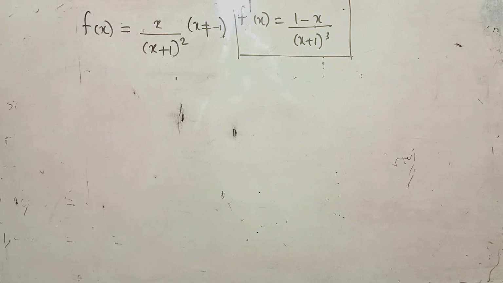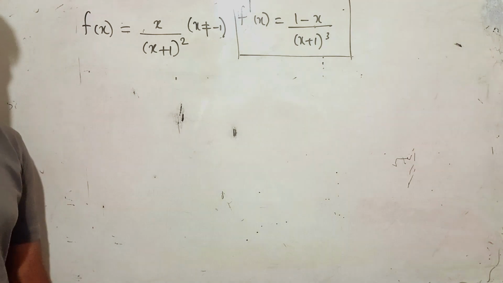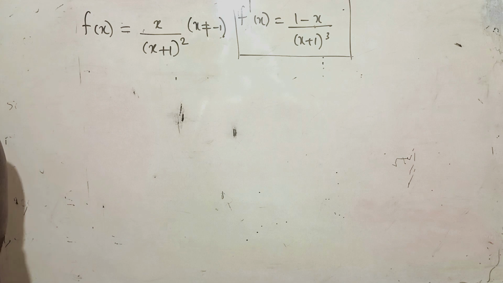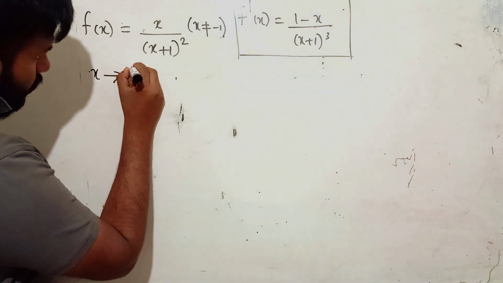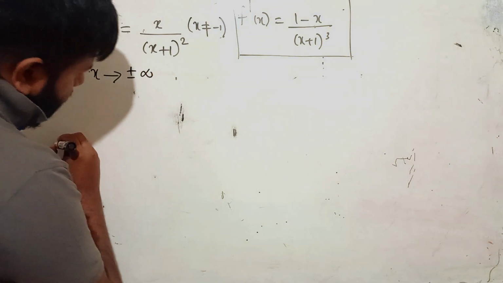Alright, guys. The next thing we have to do is find the horizontal asymptote. There are two types of asymptotes: vertical asymptotes and horizontal asymptotes. In order to find the horizontal asymptotes, you have to see what happens to y or f x when x tends to plus or minus infinity.